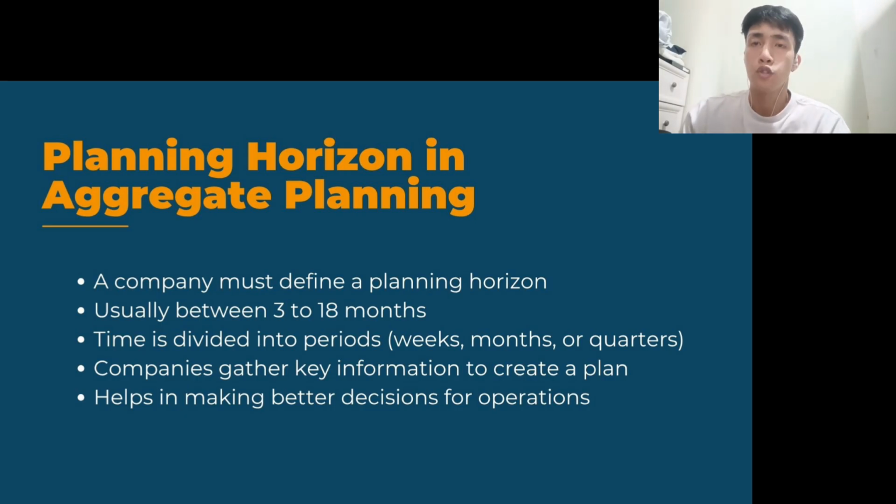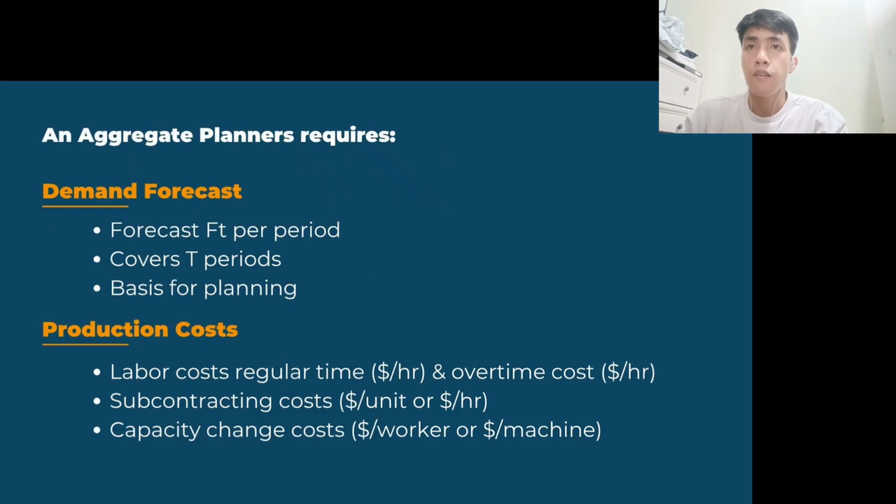rin sila mag-overproduce. Aggregate planners require, first, the aggregate demand forecast, which is represented by F sub t. Ibig sabihin, ito yung expected demand natin for each period like per month or per quarter. And take note, this forecast extends over time periods. Meaning, hindi lang siya isang time. Tuloy-tuloy siya across a planning horizon. Parang tinitignan natin yung demand over time, hindi lang in one point.